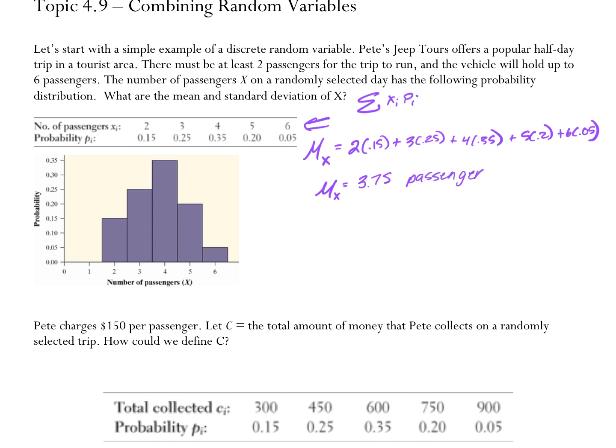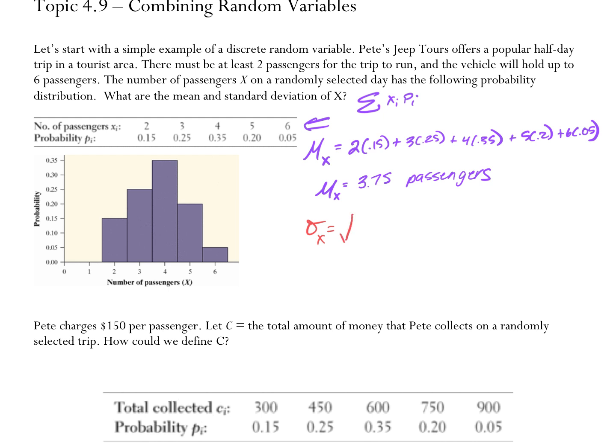And what that means is on average, if he does a large number of tours, on average, those tours are going to have 3.75 people in them. The average will be 3.75. Cool? Everybody good? All right. Standard deviation.